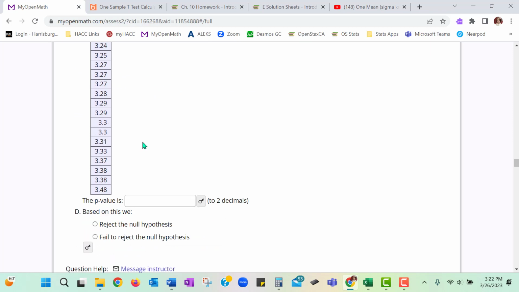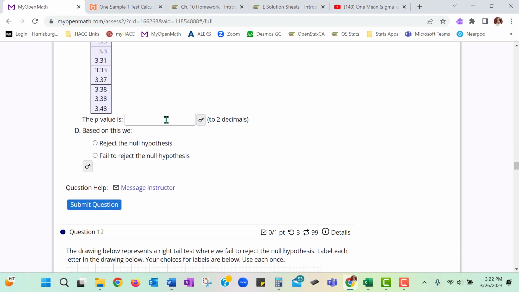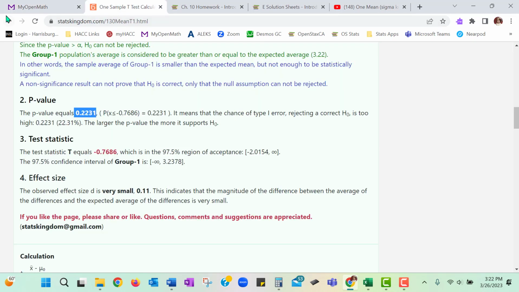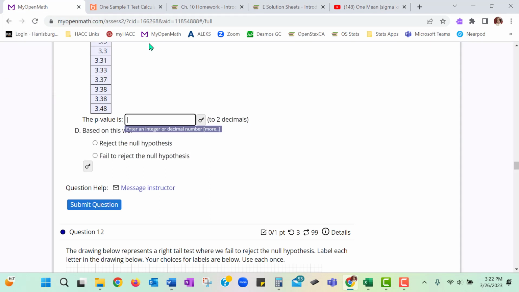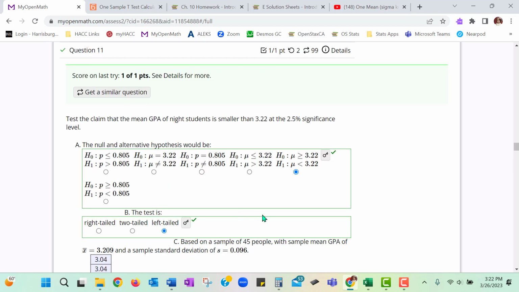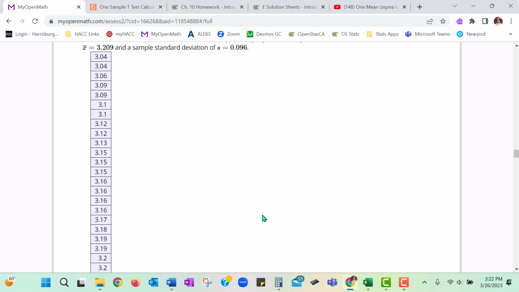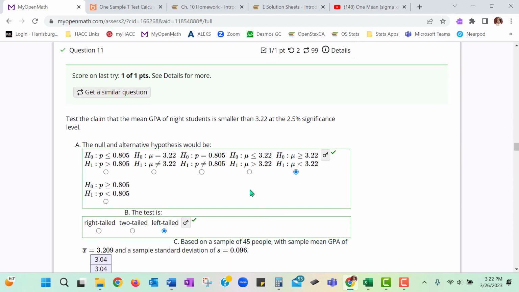So let's see how many decimal places. 2 decimal places. And it doesn't say percent. So let's assume we're doing the decimal, so 0.22. And so since this is larger than our significance level, our alpha 0.025, we fail to reject the null. So let's see, there we go. So this was running a hypothesis test on a population mean when our population standard deviation is unknown.